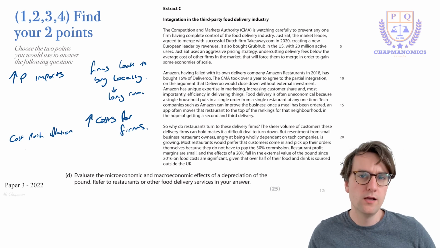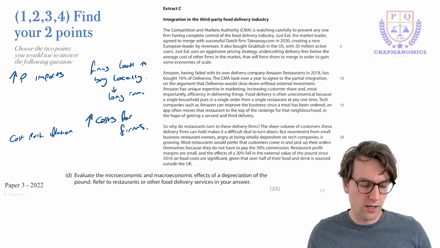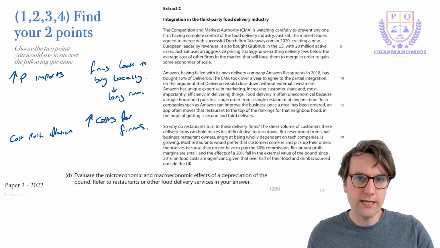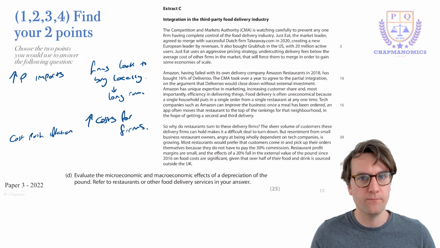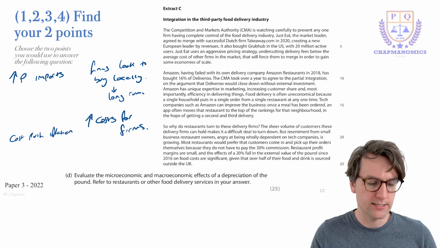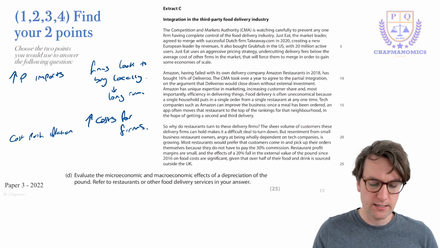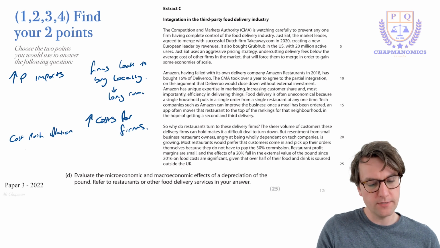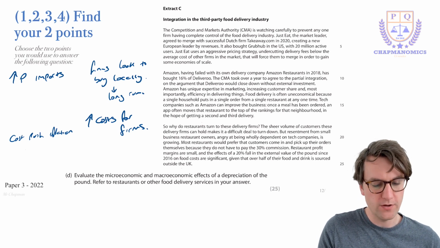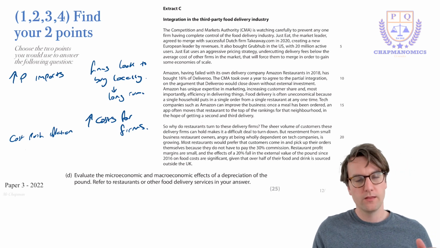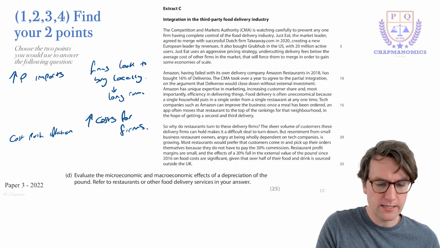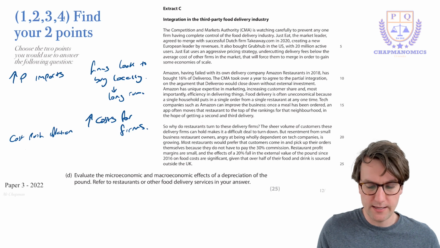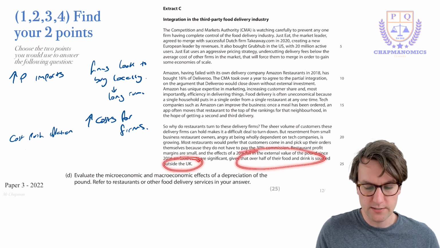So our fourth thing to do when we are answering a question is to now narrow down these 4 points to just the 2 easiest points to talk about. And they are going to be 2 points in our essays. So looking at this and looking at the question, I'm going to say that talking about firms buying locally is going to be a harder point to talk about than cost for firms. And that's because of this last line again, that half of food and drink is sourced outside the UK.